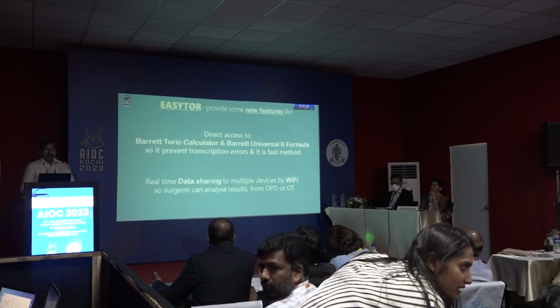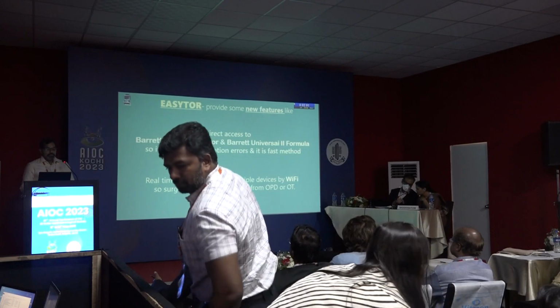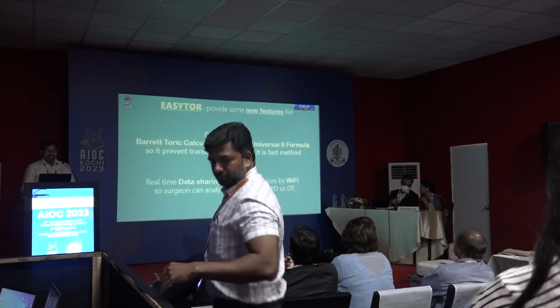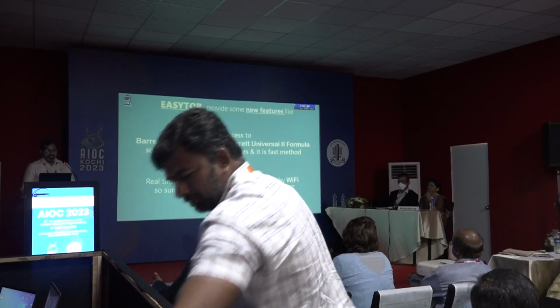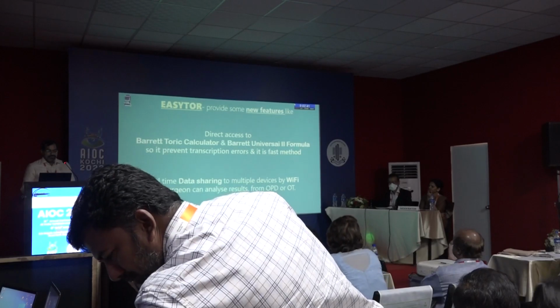EASYTOR also provides some new features. It has direct access to the Barrett toric calculator and Barrett Universal 2 formula. So it prevents transcription error, and it is a fast method. You don't need to fill in all the data. It will directly tell you the readings.